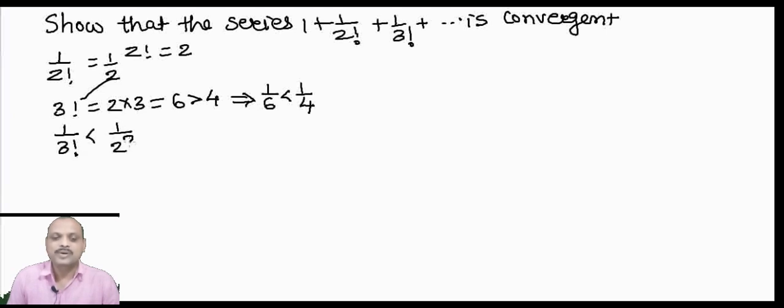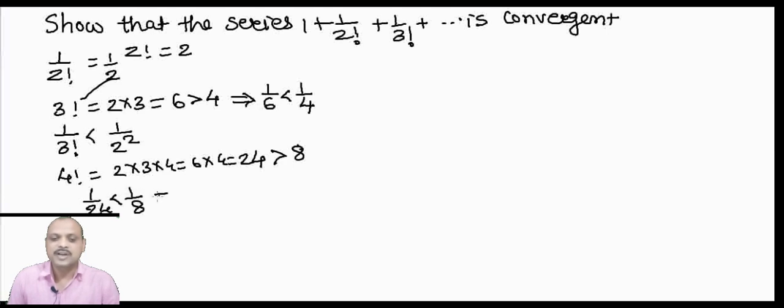Again 4 factorial is 2 into 3 into 4, that is 6 into 4, which is equal to 24, and 24 is greater than 8. This shows that 1 divided by 24 is less than 1 divided by 8. But what is 1 divided by 24? That means 1 divided by 4 factorial is less than 1 divided by 2 raised to 3.